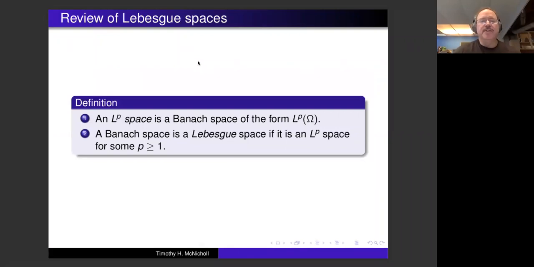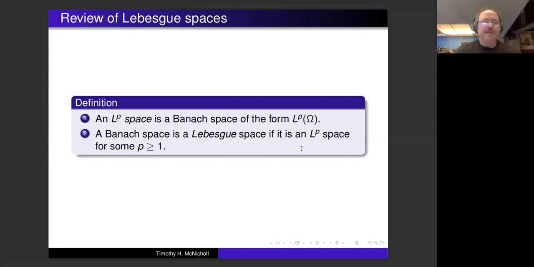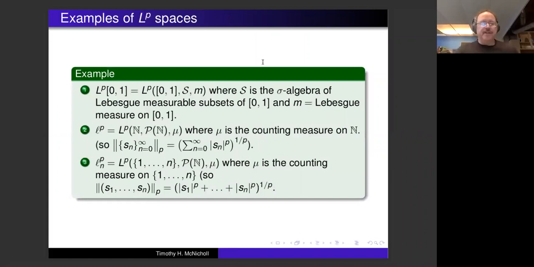Okay, so a little more terminology. When we say something's an L^p space, we mean there's some measure space out there so that it's of the form L^p(Ω). And we say a Banach space is a Lebesgue space if it's an L^p space for some value of p. So what we're going to be looking at is, if you will, how do we compute on L^p spaces, and which L^p spaces, which Lebesgue spaces, are computably presentable in the sense I'm about to describe. Okay, so all that was very abstract, but it's going to turn out that if we're just looking at separable L^p spaces, which we will, there's actually not too many of them.